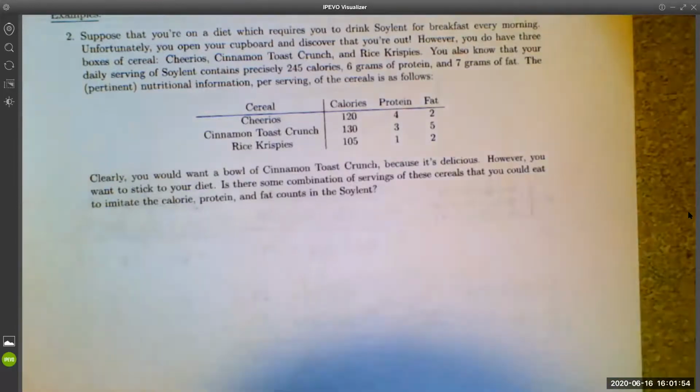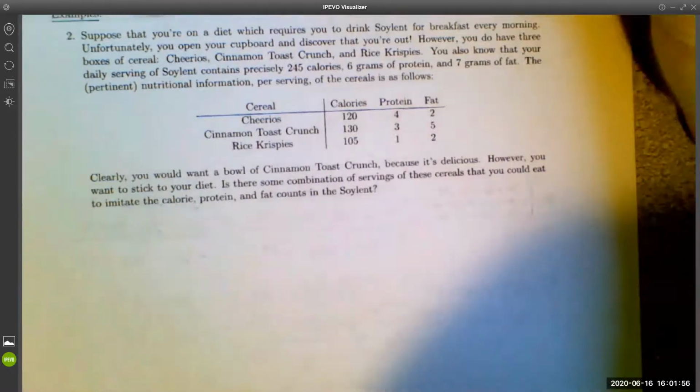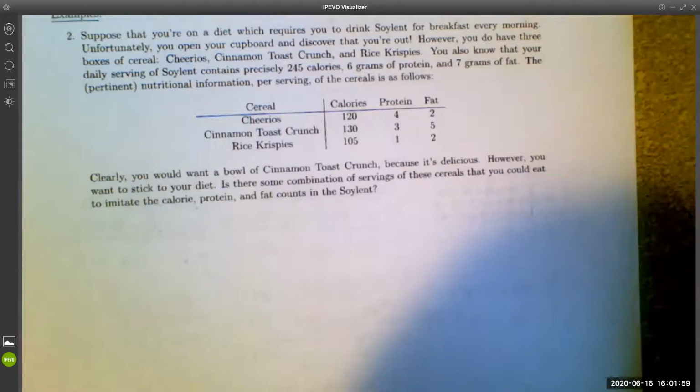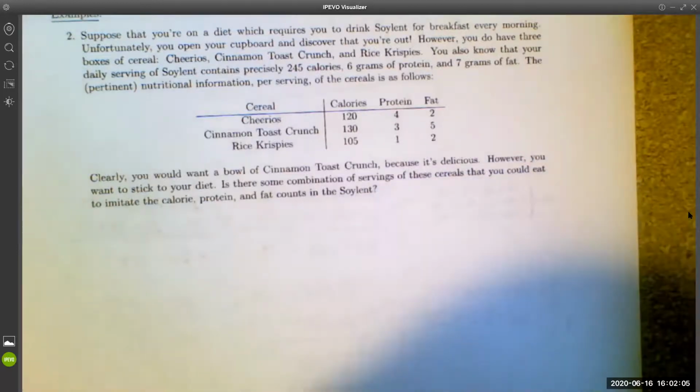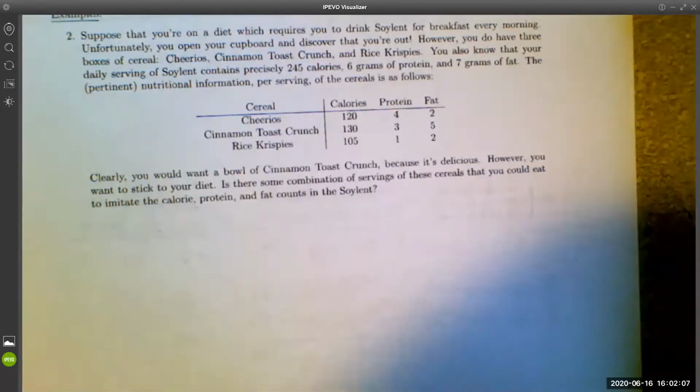Anyway, this says, suppose that you're on a diet which requires you to drink Soylent for breakfast every morning. I wonder if any of you know what Soylent is. Soylent is this meal replacement drink.